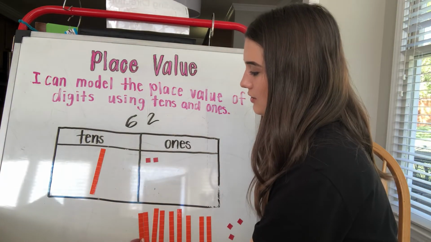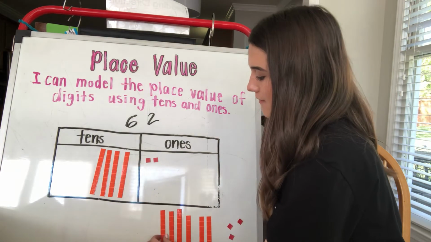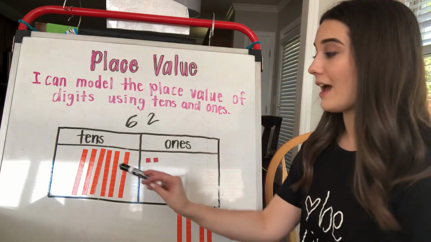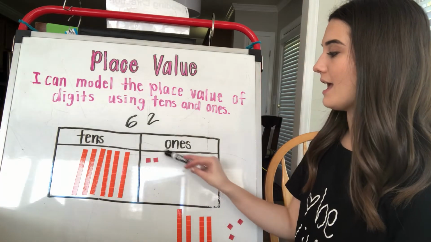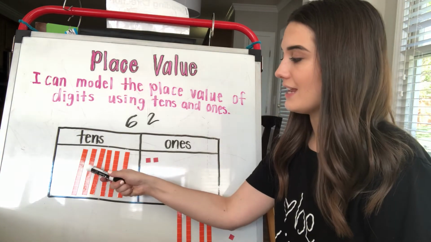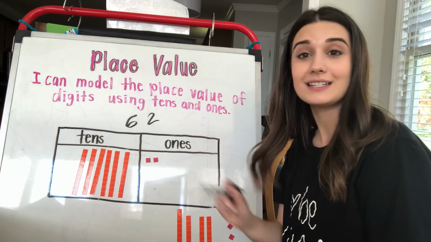10, 20, 30, 40, 50, 60. So now we have 6 tens and 2 ones. Let's count them all together just to make sure. 10, 20, 30, 40, 50, 60, 61, 62.